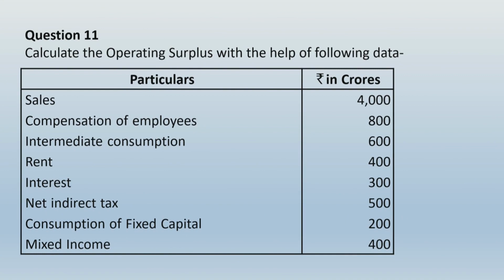Now they have given sales, compensation of employees, intermediate consumption, rent, interest, indirect taxes on net basis, consumption of fixed capital, and mixed income. Now this is the data given to you, and the question is asking you to determine operating surplus. You should not forget that operating surplus itself is an aggregate of three components, that is rent, interest, and profit. So I'll give you exactly 3 minutes time to try it out.